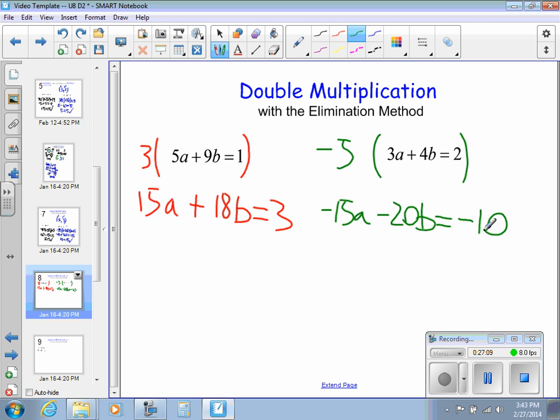Okay, so I'm going to take this equation that I have in green and I'm going to move it over here under the other equation so that I can do my addition now to eliminate. So I have negative 15a plus, no, sorry, it wasn't plus, it was minus. Let's try this again, negative 15a, that's better, it's more legible anyway, minus 20b equals -10.